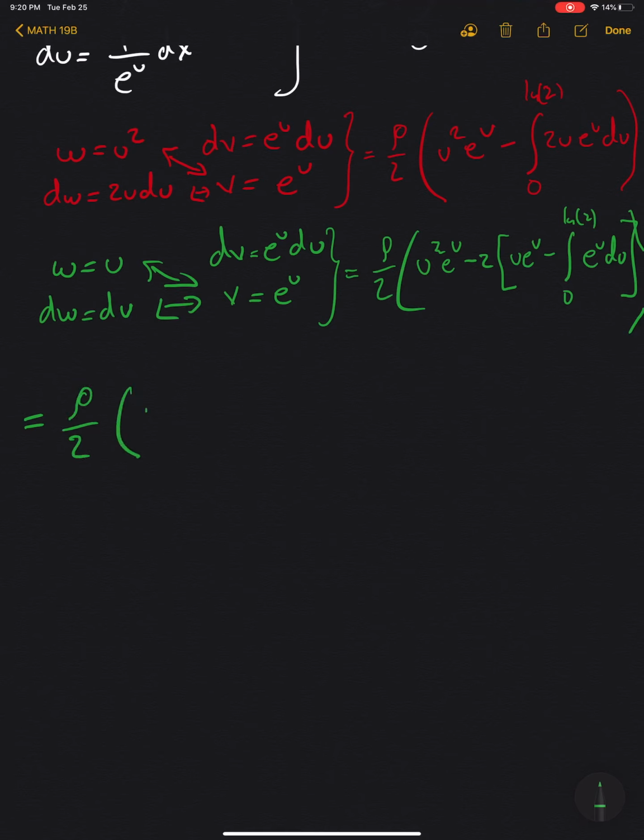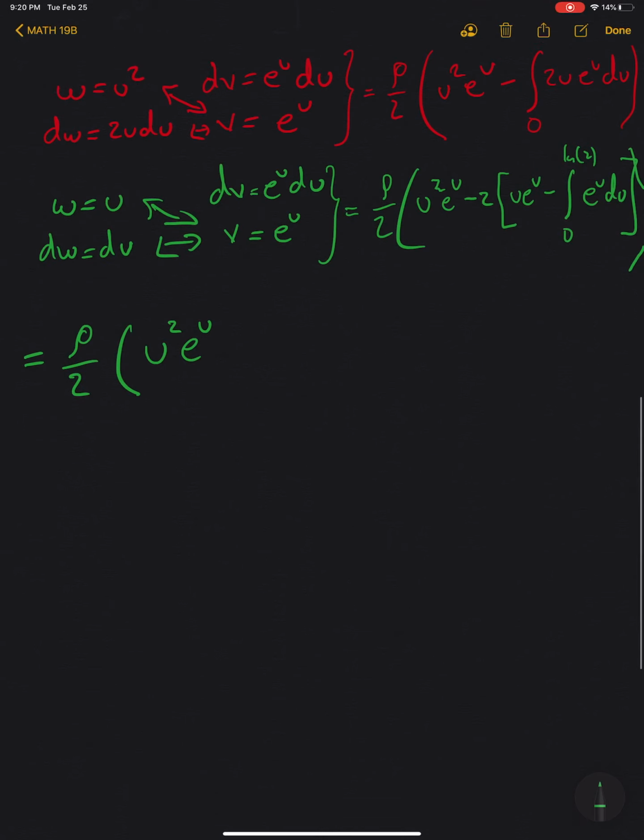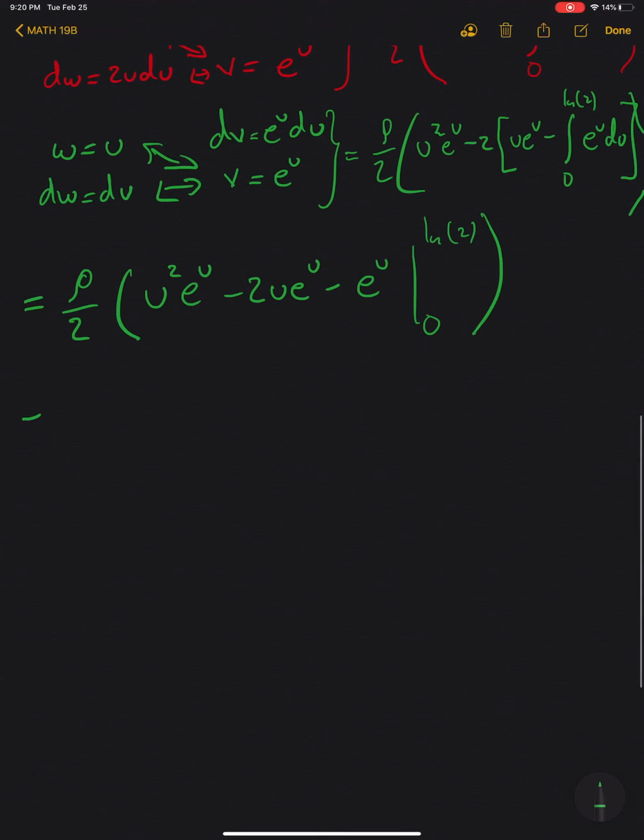Then we would have u squared e to the u minus 2 times u e to the u minus e to the u, and everything in between 0 and the natural log of 2. So now we just have to evaluate the top and the bottom, and that will give us our first moment.